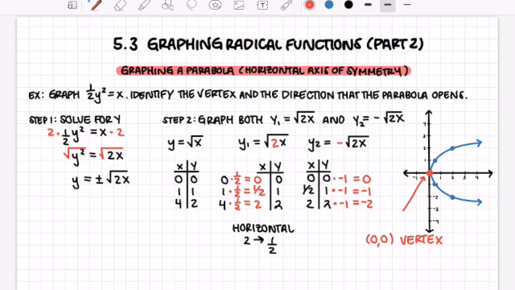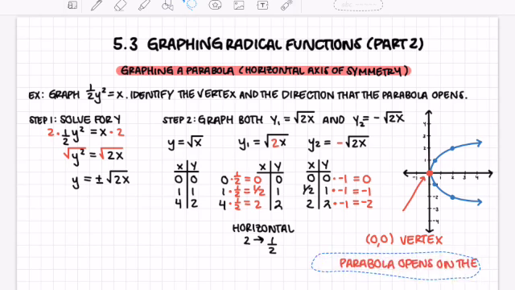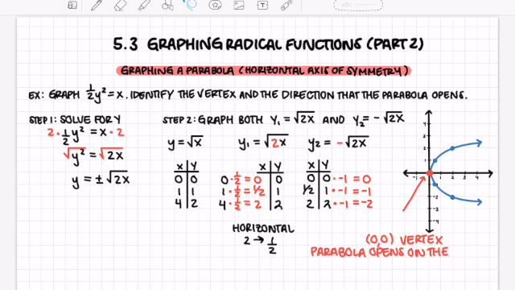So I will write here that the parabola opens on the right. And then I don't have any space, so let me move this to the left more. The parabola opens on the right side. Done. Okay. And that's how you would graph a parabola on the horizontal axis of symmetry.